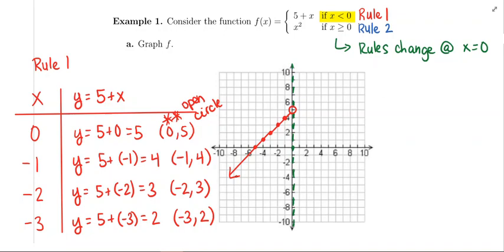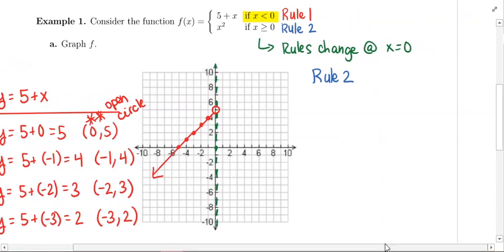Now we're going to go over to the right here and make a table of values for rule 2. Rule 2 is the formula x squared. It holds if your x values are 0 or bigger. So again, x squared is one of those basic functions we learned earlier in this section.